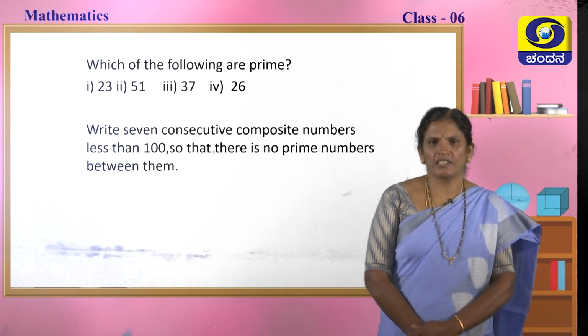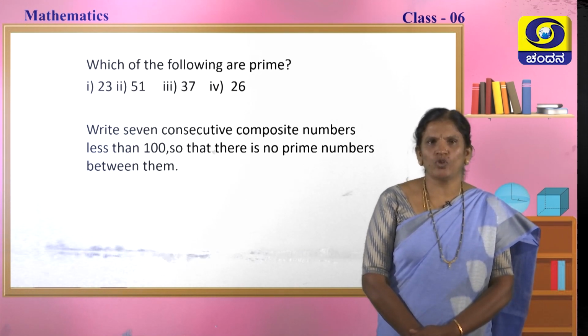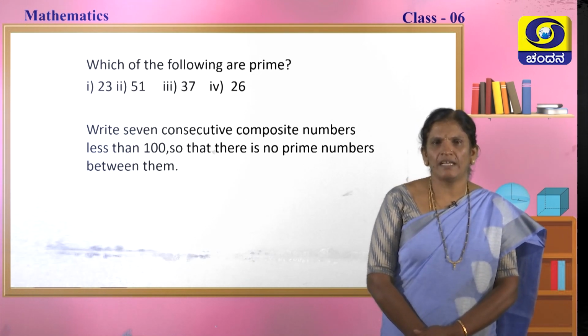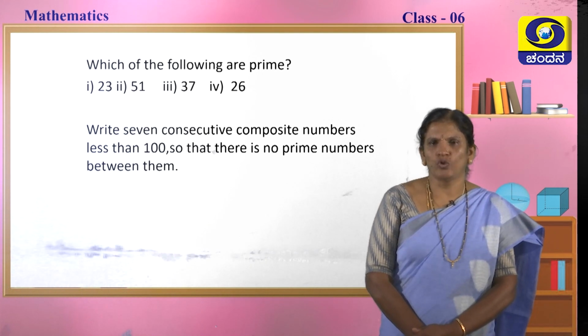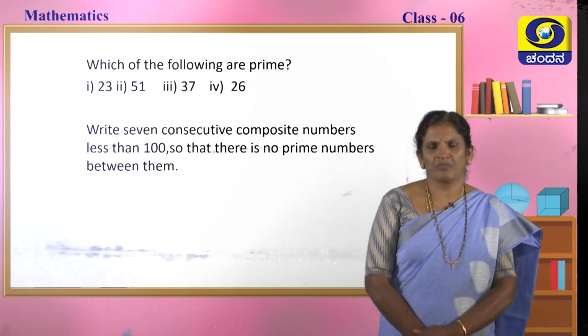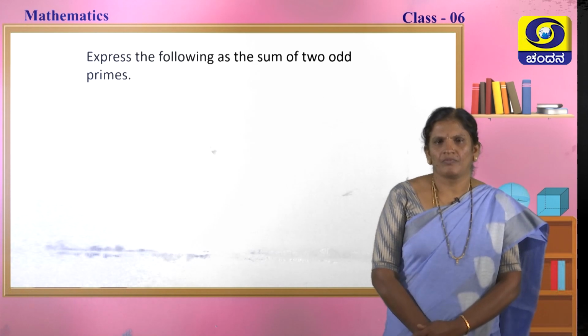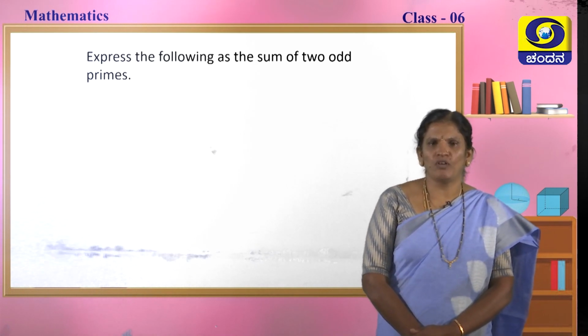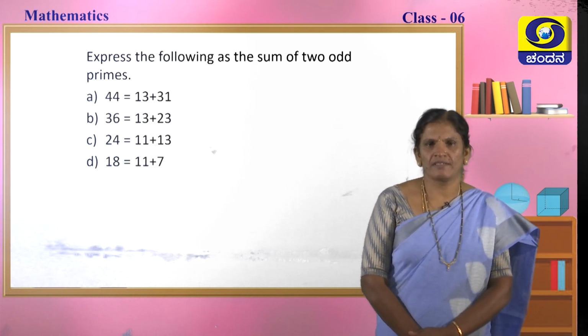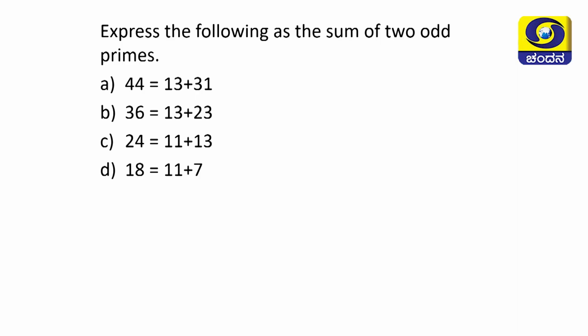Now next question, write 7 consecutive composite numbers less than 100 so that there are no prime numbers between them. Children, you try it out. Express the following as the sum of two odd primes. See, here they have given 44. 13 plus 31 is 44. 36. 13 plus 23 is 36.